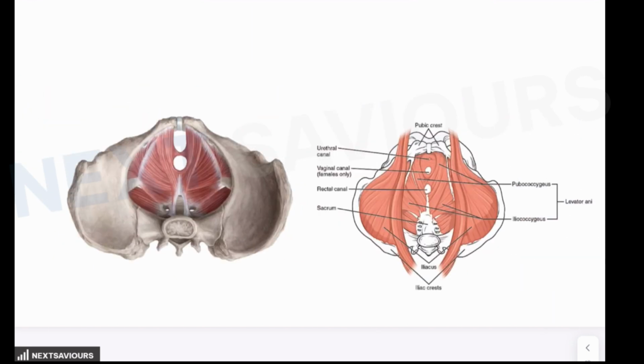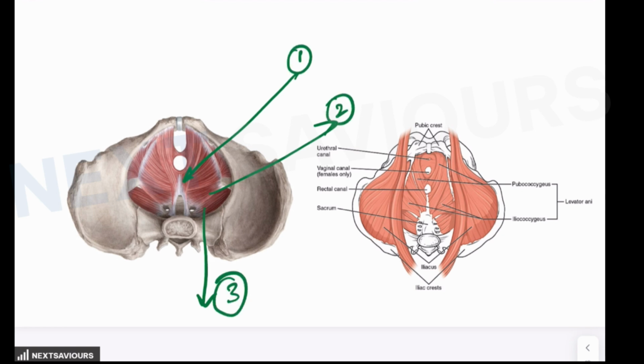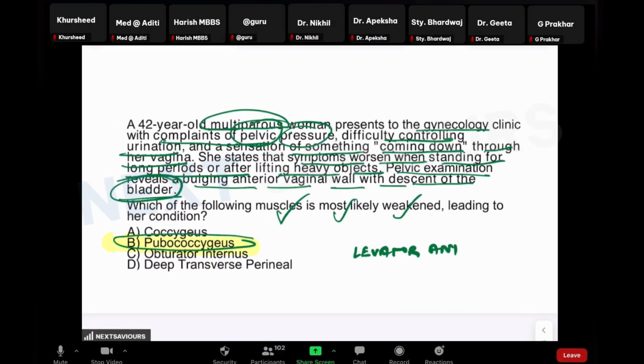Another way the question can be asked is that they might give you that same question, and then they might highlight some of the muscles, and then they will ask you which region is most likely affected. Is it region 1, region 2, or region 3? As you know, the pubococcygeus is the major muscle of the levator ani. Another one is iliococcygeus. But this pubococcygeus muscle plays the most critical role in the pelvic organ support. So this was the answer for that question.